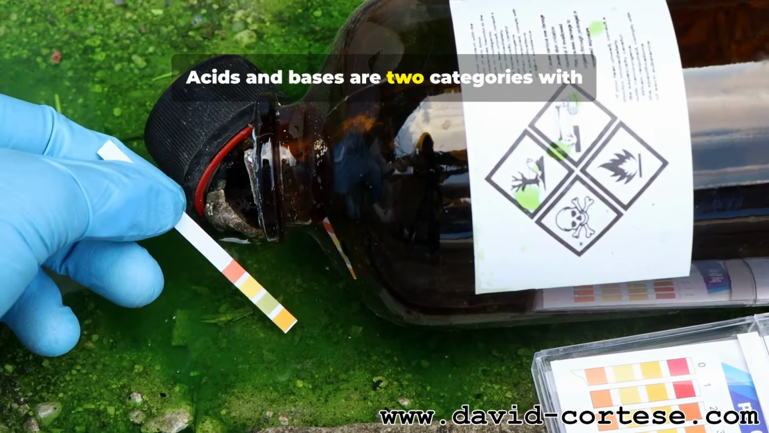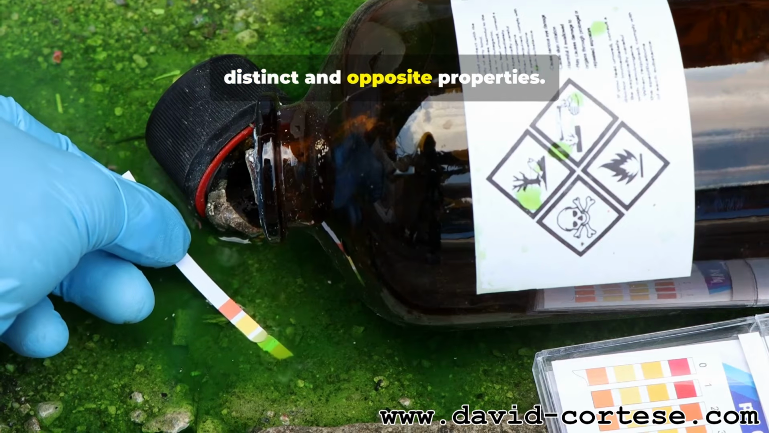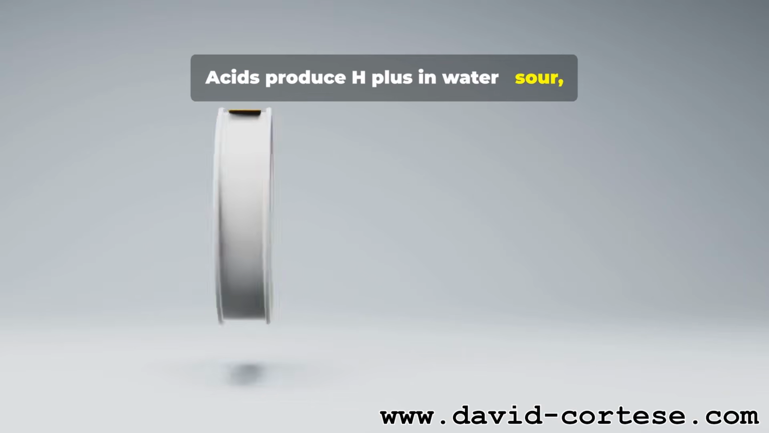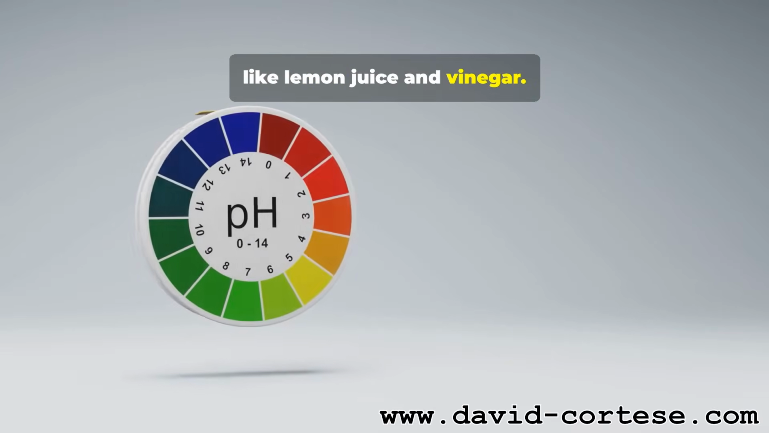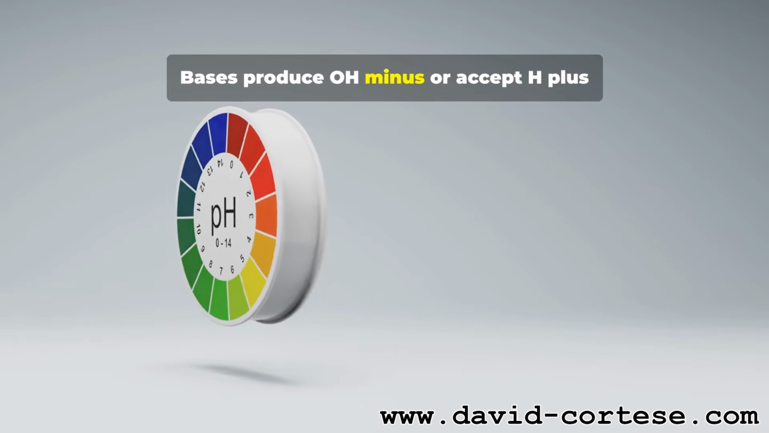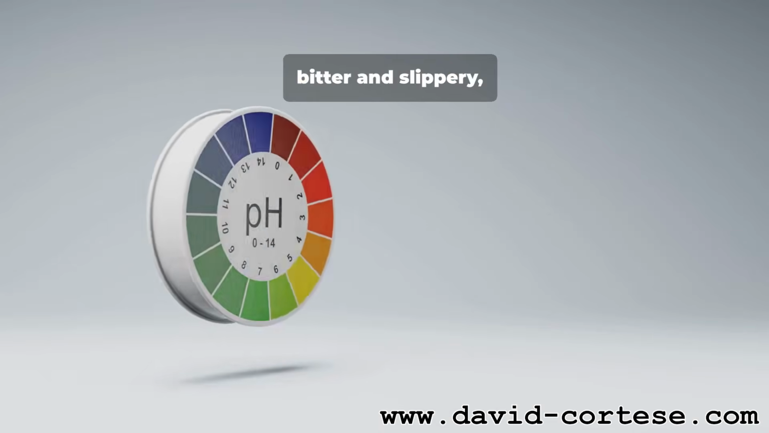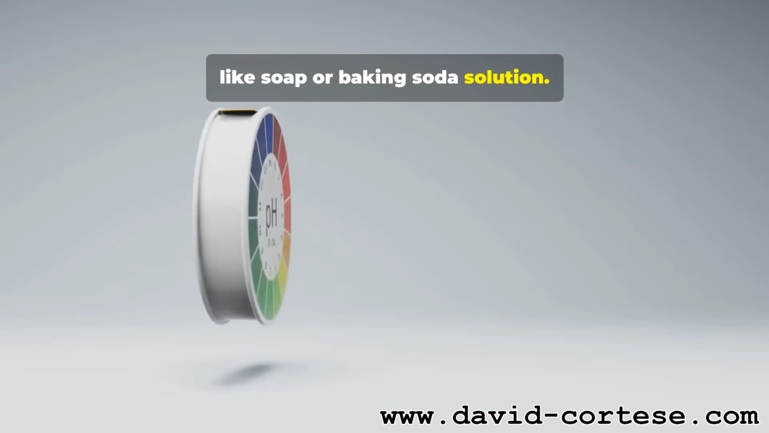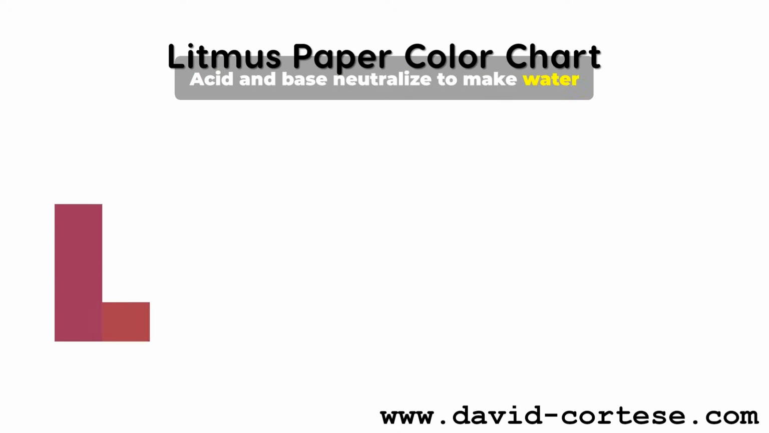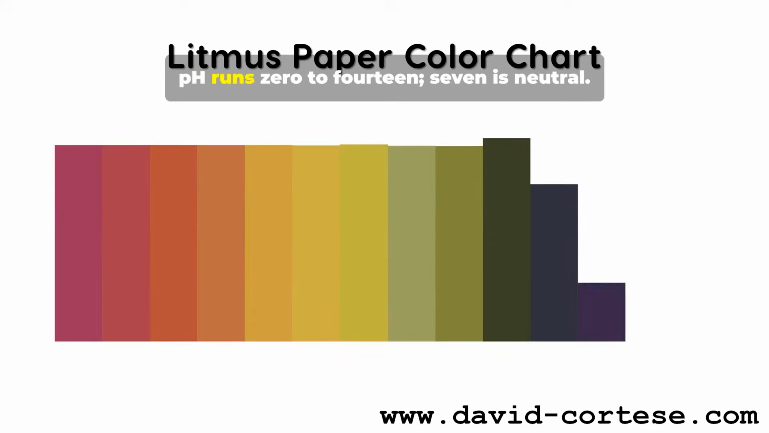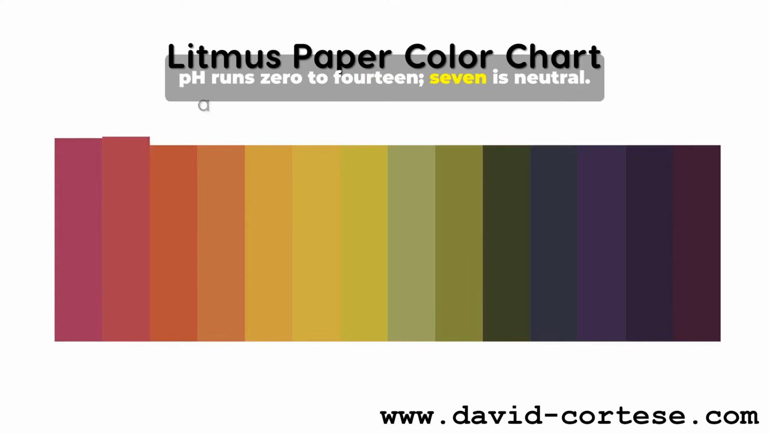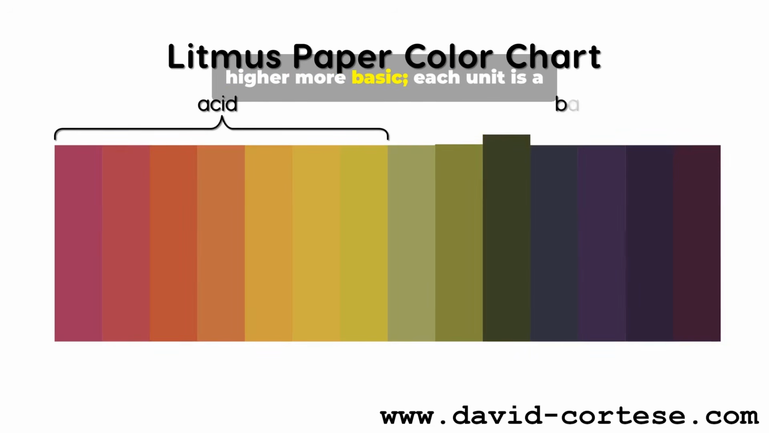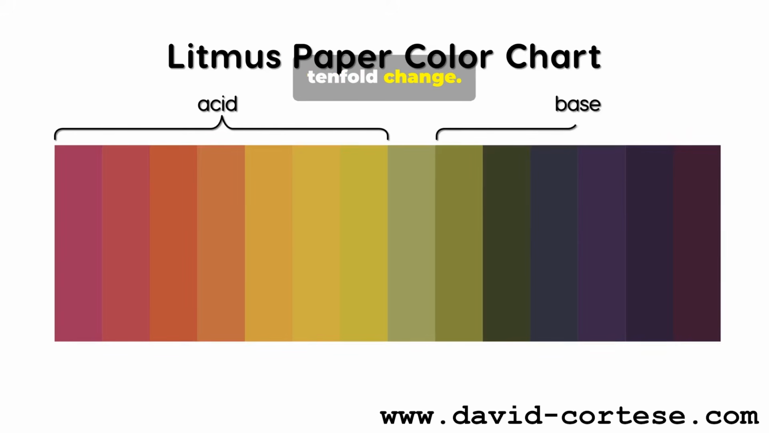Acids and bases are two categories with distinct and opposite properties. Acids produce H+ in water, sour, like lemon juice and vinegar. Bases produce OH- or accept H+, bitter and slippery, like soap or baking soda solution. Acid and base neutralize to make water and a salt. pH runs 0 to 14. 7 is neutral. Lower is more acidic, higher more basic. Each unit is a tenfold change.